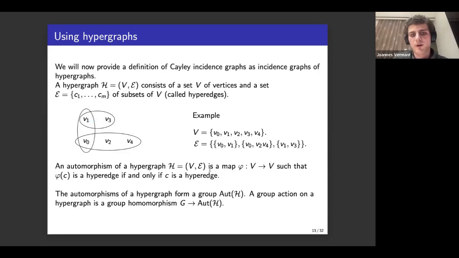We will also talk about automorphisms of hypergraphs a bit later. This is a map from the vertex set to the underlying vertex set, such that phi of C is a hyperedge if and only if C is a hyperedge. These automorphisms form a group, and a group action of a group G on a hypergraph H is then just a group homomorphism from G into the automorphism group of H.